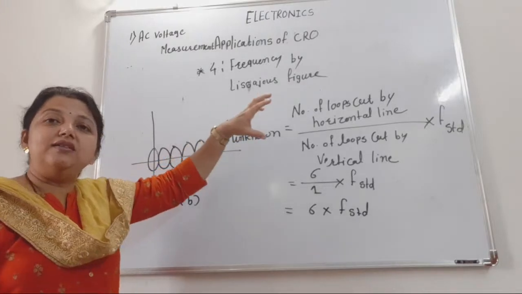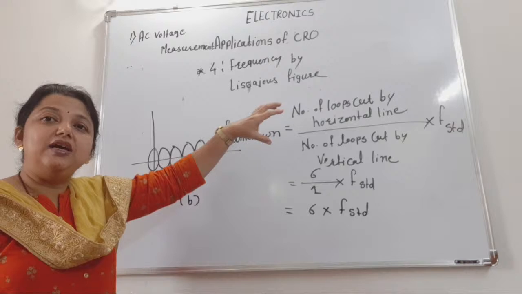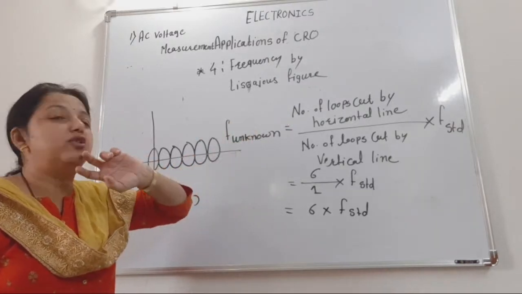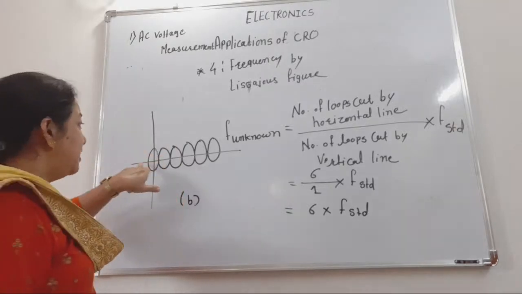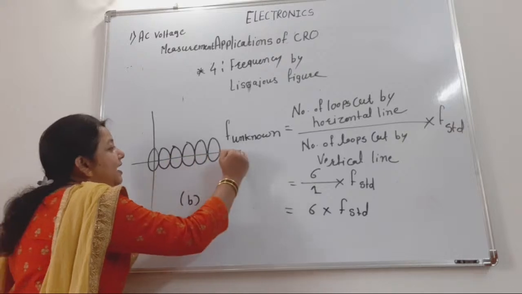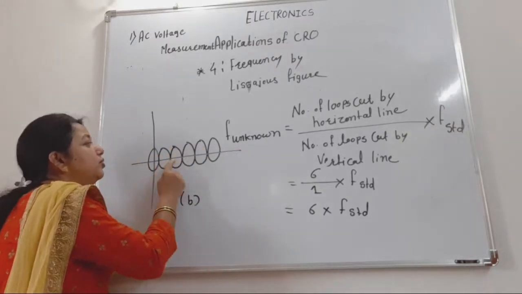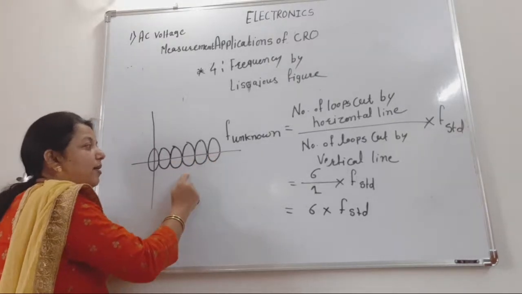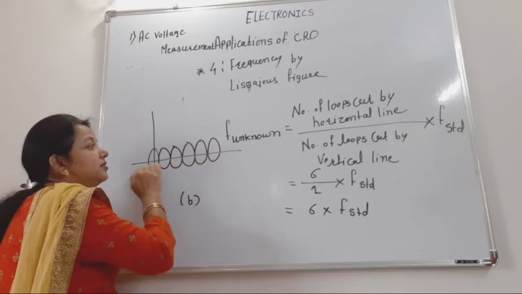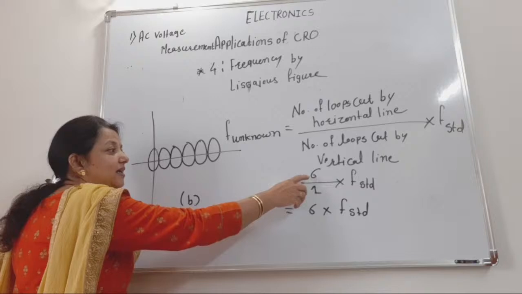What is the vertical signal provided? We want to calculate the frequency of that vertical signal. So that unknown frequency is given by the number of loops cut by the horizontal line. Do you understand? How many loops are cut by that horizontal line? 1, 2, 3, 4, 5, 6. From the figure it is clear that a total of 6 loops are cut by that horizontal line. That's why in the numerator I write 6.